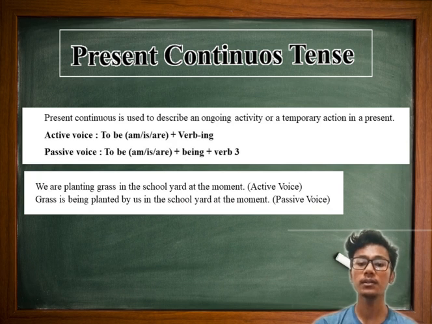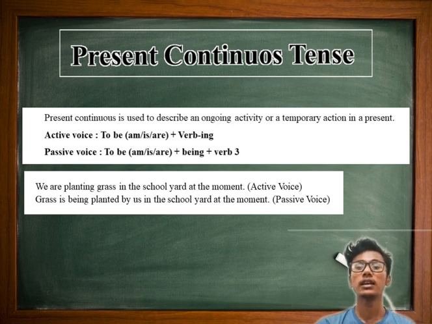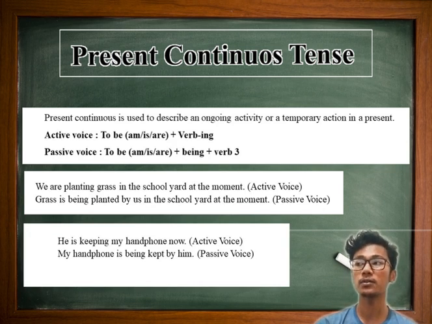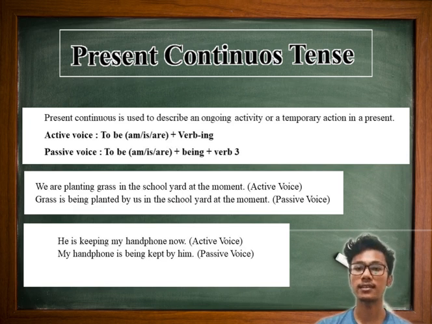Another example, he is keeping my handphone now. This is active voice. Then we change into passive voice. It will be, my handphone is being kept by him. Okay, hope you understand. Now we move to past continuous tense.